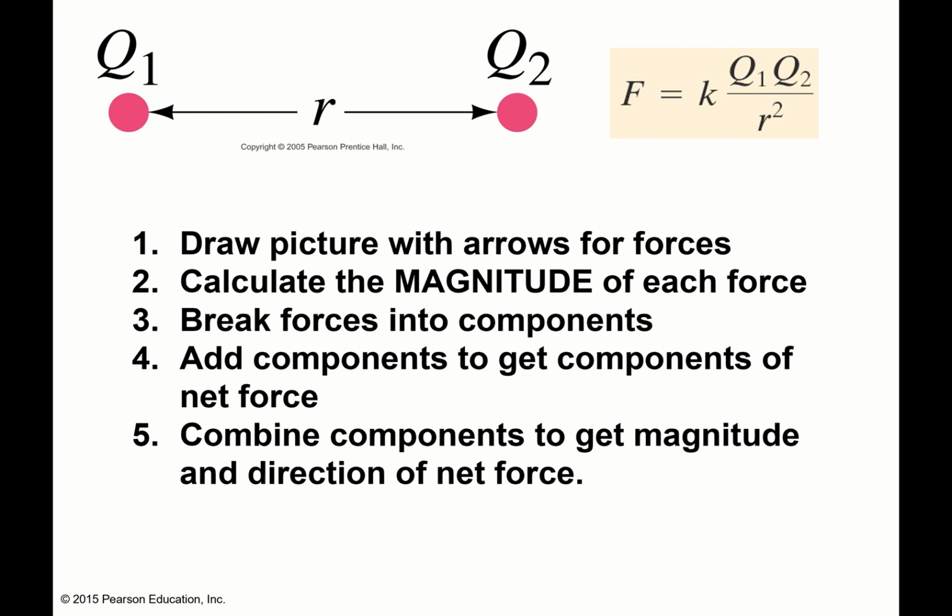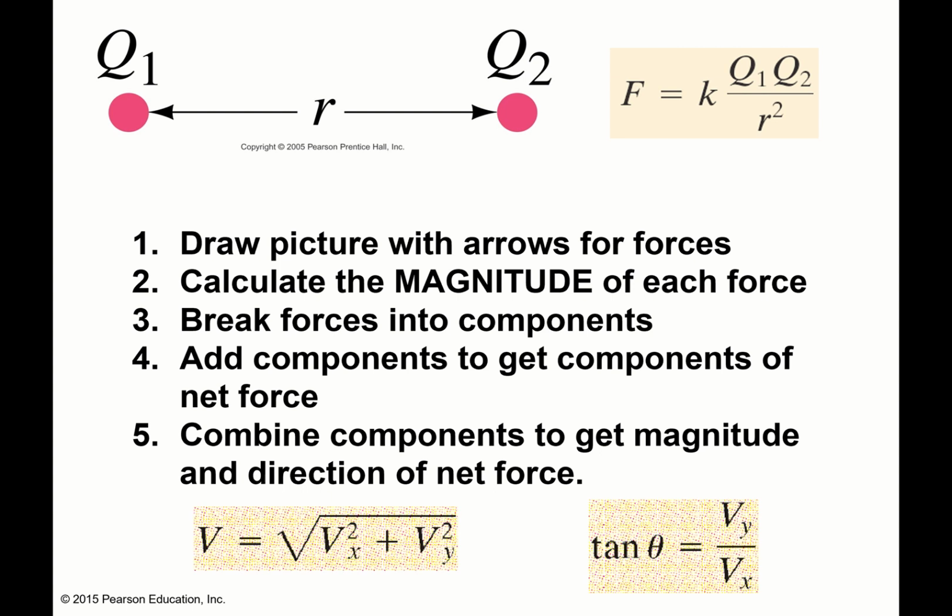All right, so if we're going to solve a problem, we need to use that rule, F equals k Q1 Q2 over r squared. First, draw a picture, put in arrows for all the forces to make sure we know the directions. Then calculate the magnitude of each force, and by magnitude, I mean absolute value. So ignore any directions given by having a negative or positive charge. Just use your arrows for directions. Break the forces into components. Add the components together to get the net force components, and then combine those components to get the magnitude and the direction of the net force.